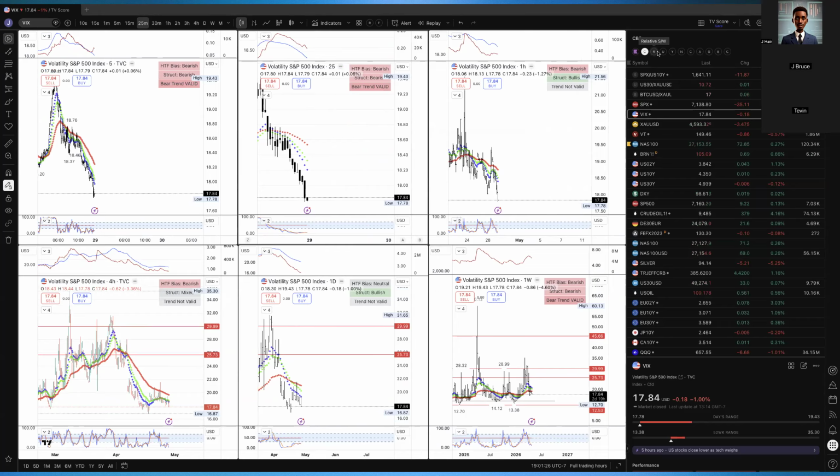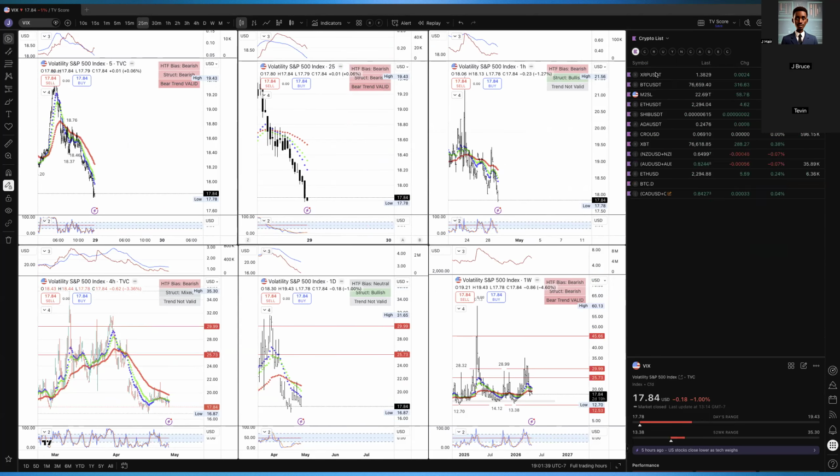Yep, okay, just making sure. Volatility index for the S&P 500, which is the antagonist to risk. It's fear. It's a fear index. So that's what we're looking at there real quick.